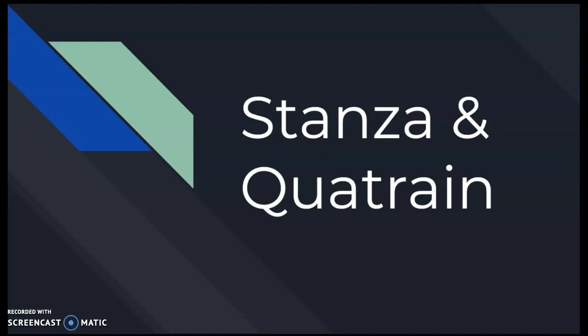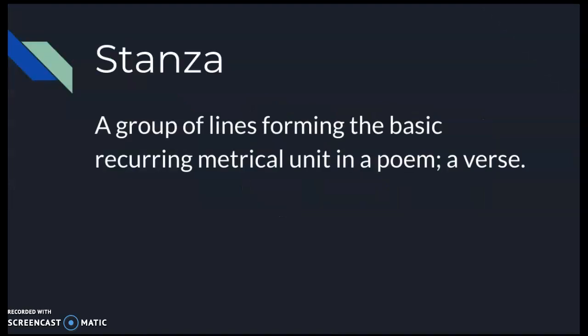Today we're going to talk about some different forms of poems, or different elements of a poem, called stanza and quatrain. So a stanza is a group of lines forming the basic recurring metrical unit in a poem, a verse. You could also think of it like a little paragraph.